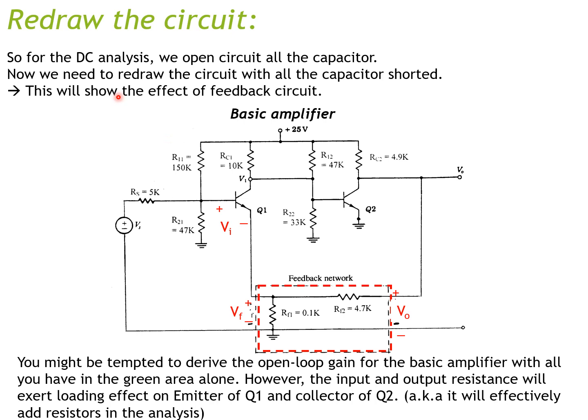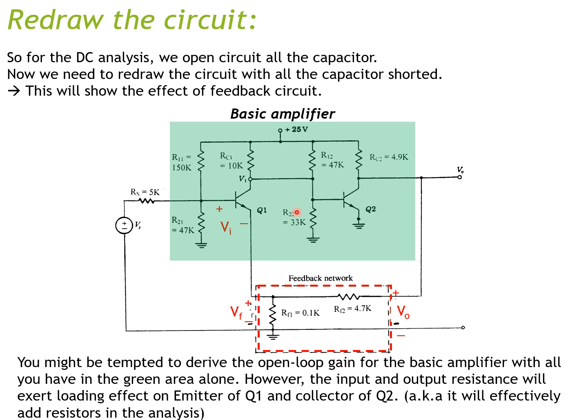Next, you need to redraw your circuit for the analysis. Not just DC analysis, you basically need the analysis to figure out the mid-band gain of this basic amplifier. So you need to draw a circuit with all of the capacitors shorted.